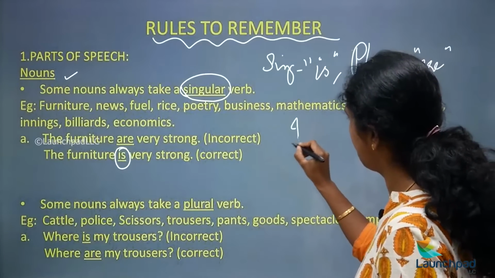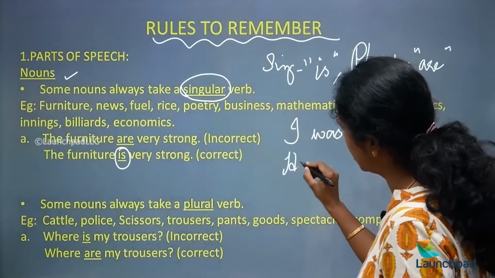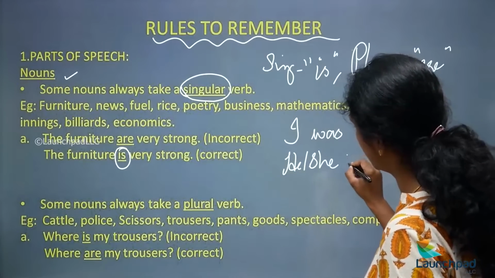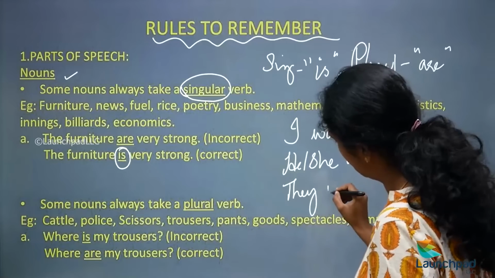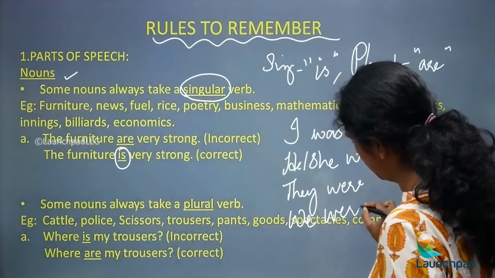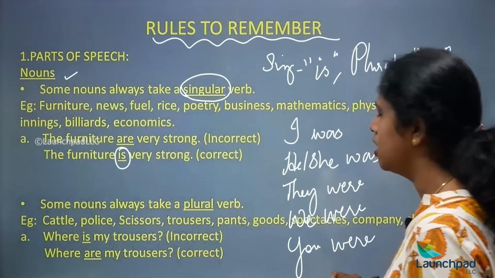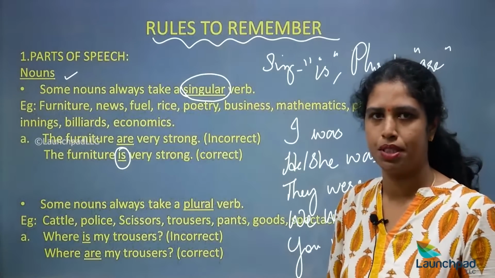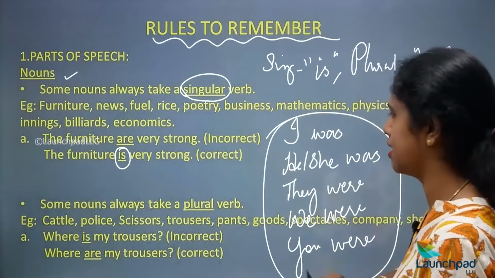So in past it was I was, he or she was, they were, we were, you were, okay. So these are the be form of verbs, okay. So this is how the formation should be in your past tense, okay.